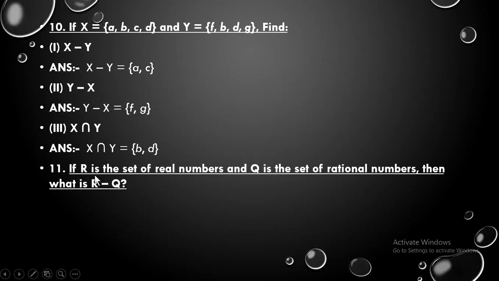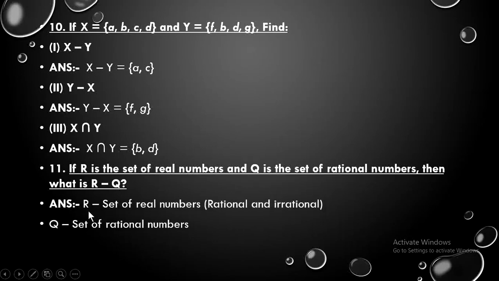Now next question you see, if R is the set of real numbers and Q is the set of rational numbers, then what is R minus Q? So they have asked you what is the difference of real numbers and rational numbers. Now what is a real number? If you remember, real number means rational as well as irrational numbers. So when they ask you to subtract rational numbers from real numbers, which consist of both rational and irrational, then the difference or the answer will be irrational numbers.